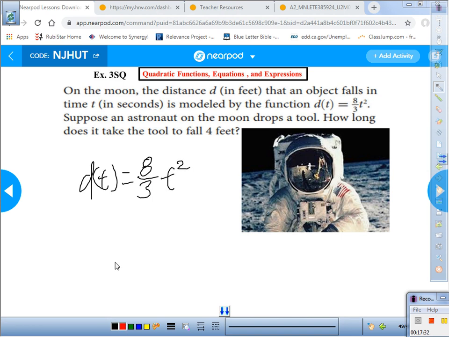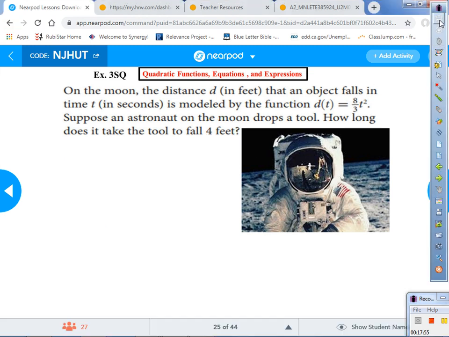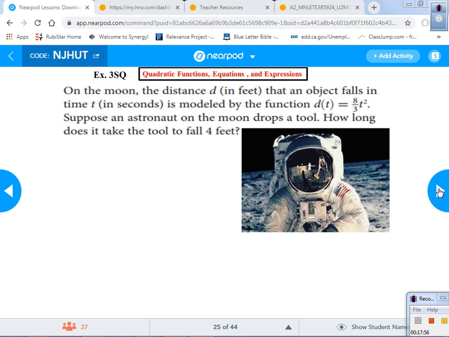But what do we know about this? That this is distance, isn't it? Do they give us a distance? No. 4 feet is the distance, so that goes right there. We substitute, and we solve. Do we know how to solve? Yes, we have 5 different methods, and so on and so forth. That's equally, yes, for gravity on the moon. All right.